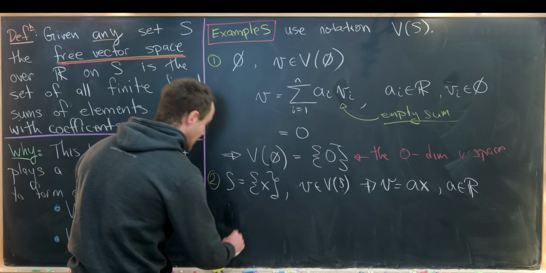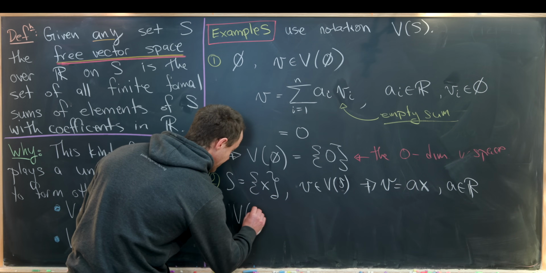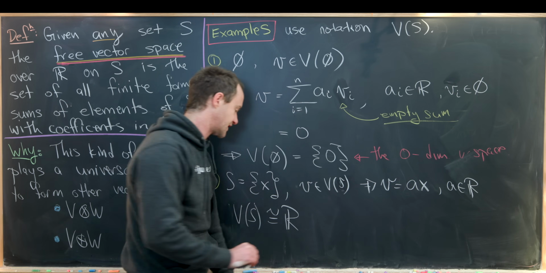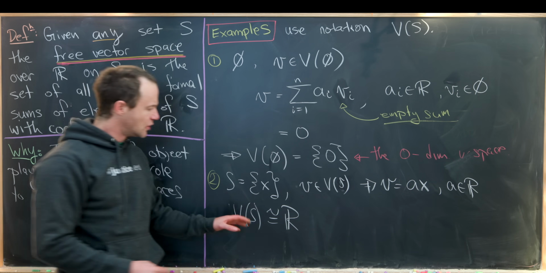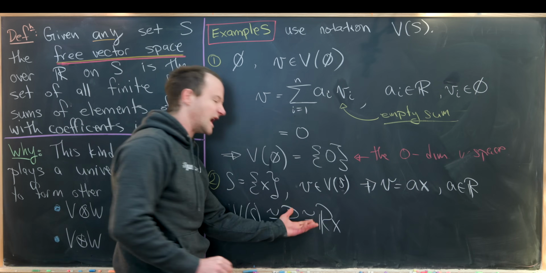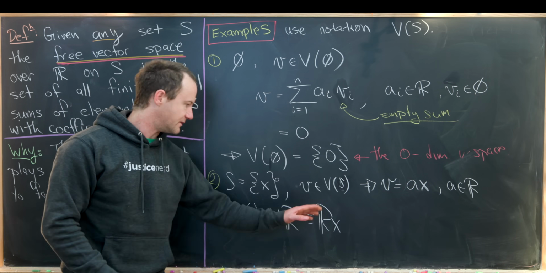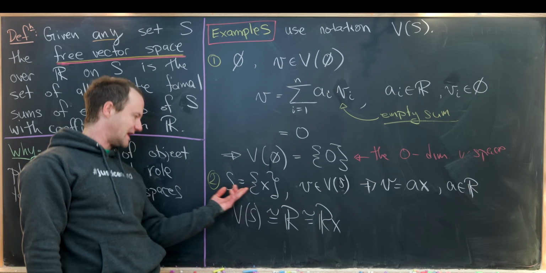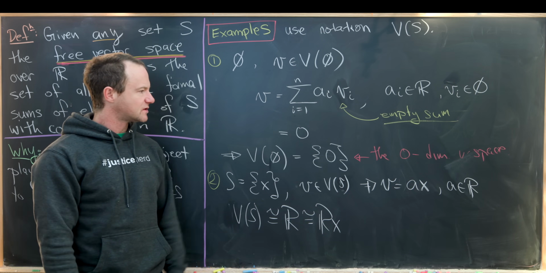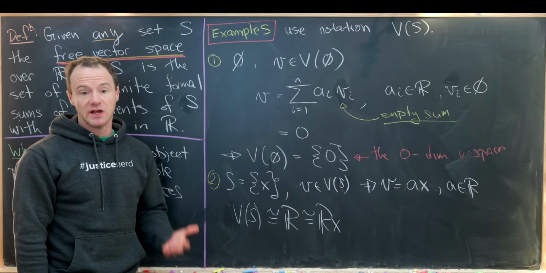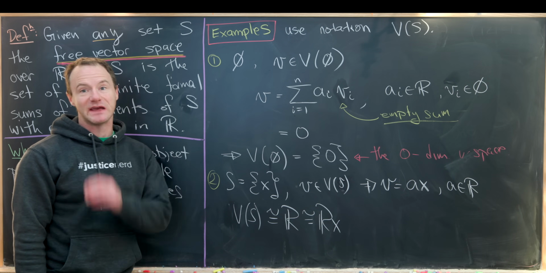And we can summarize this by saying that V of S in this case is really just the same thing as the one-dimensional vector space given by the real numbers. We might in fact call this the real numbers times x. That would be like a one-dimensional span of this vector x or this element x from the set S. So let's maybe do another quick example or two, and then we'll prove that this indeed makes a vector space.